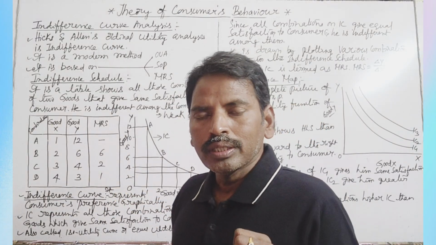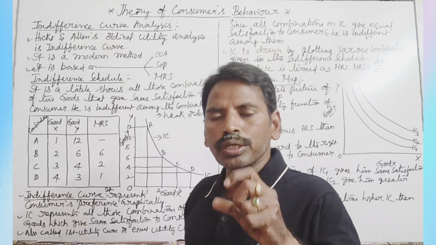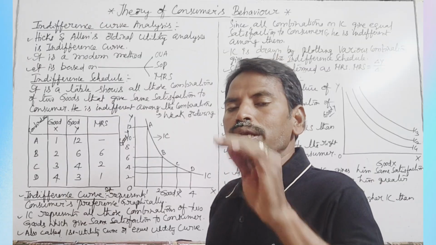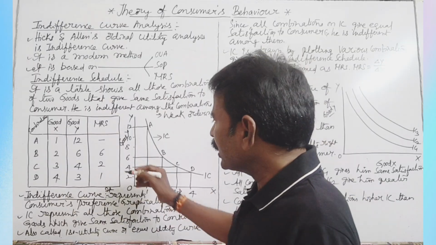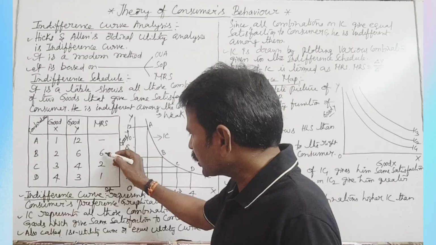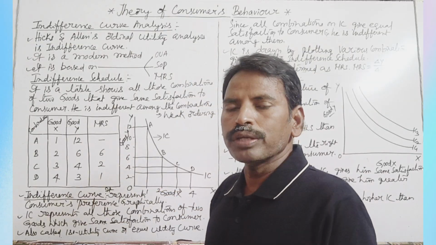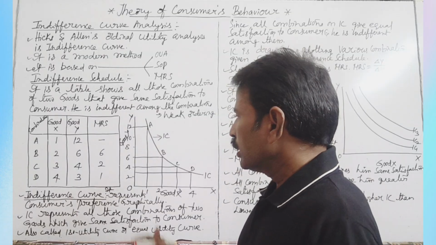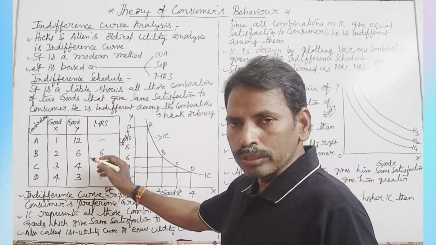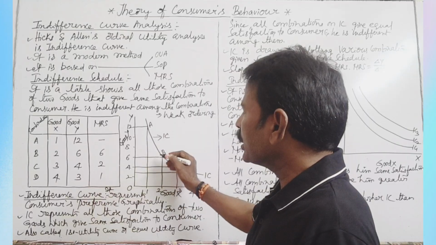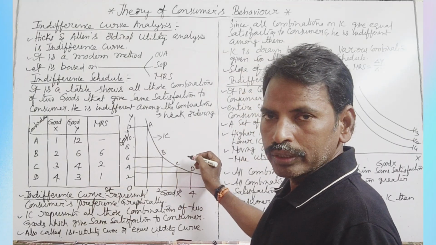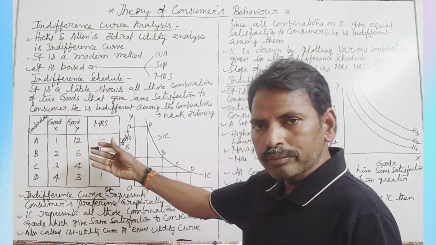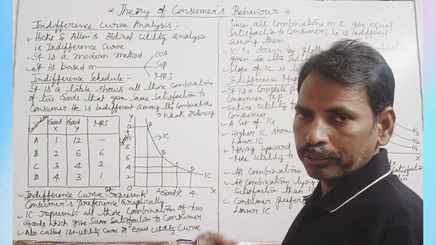MRS means the rate at which one commodity is exchanged for another commodity. So that is why it is called marginal rate of substitution. Generally, it is decreasing, 6 to 1. That is why it is called diminishing marginal rate of substitution. Based on the information available in the schedule, we can draw the indifference curve.